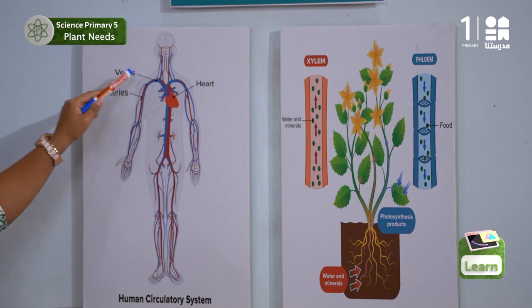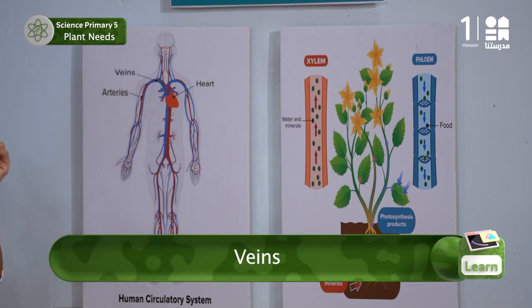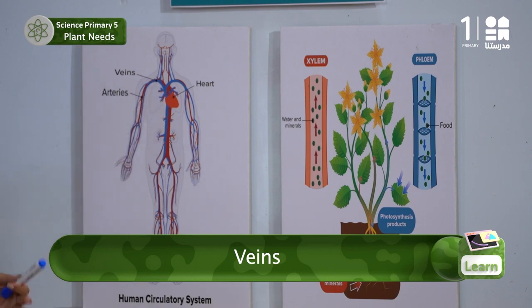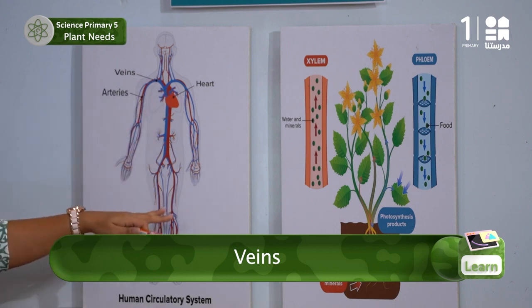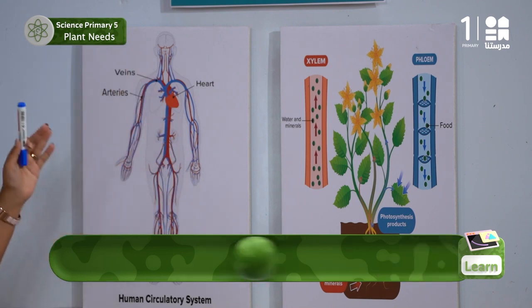And the blue color are veins, أو الأوردة. We can observe them clearly in our hands or arms. We can observe their color tends to be blue. They return the blood from all the cells back to the heart to recharge it with nutrients and oxygen.